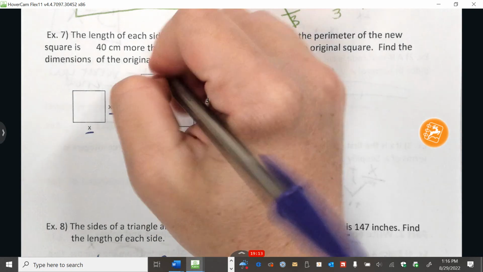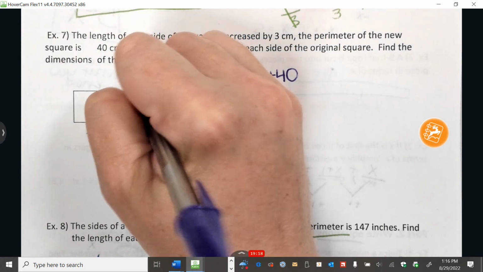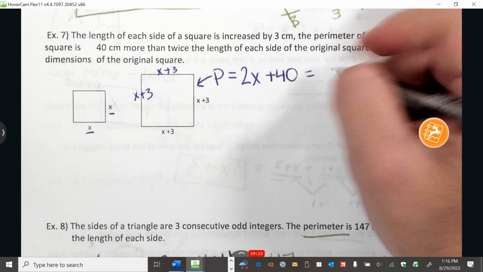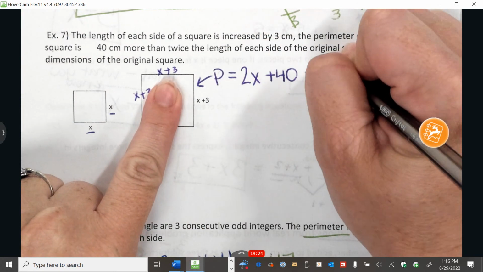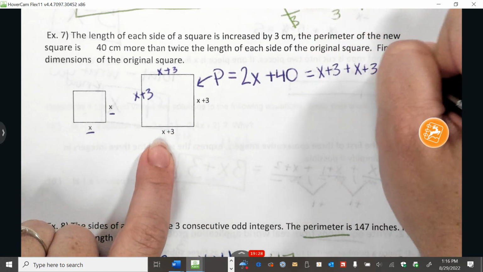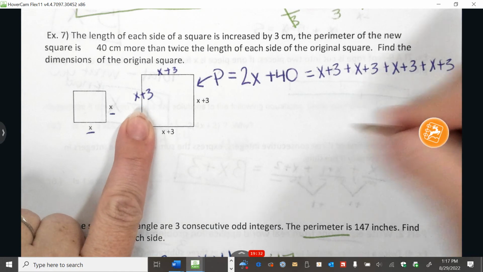So if this is x plus 3, this is also x plus 3. And if this is x plus 3, this is also x plus 3. So I know if this is the perimeter, this is also the perimeter. So x plus 3 plus x plus 3 plus x plus 3. Now if you can just add it up around the square, that's totally fine. But if you need to write it out, write it out.